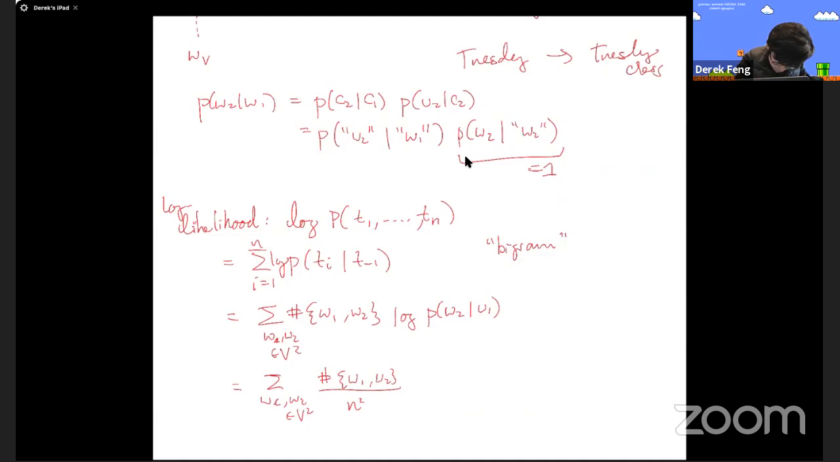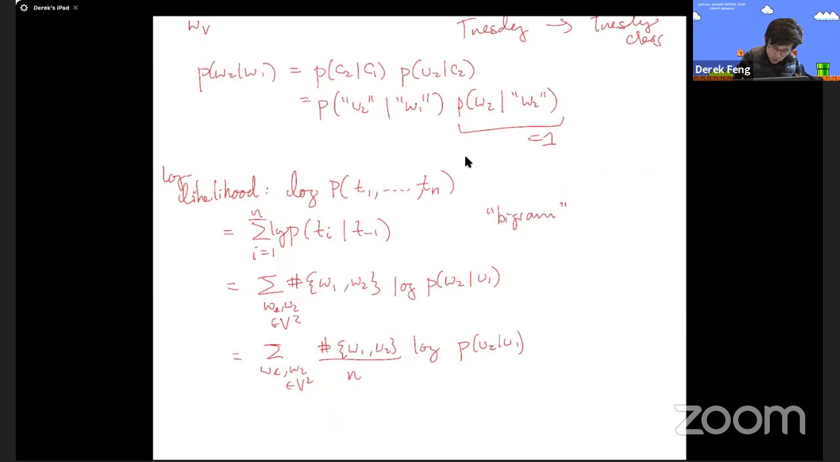It might just be over N, sorry. Then you really have this log P(W2) over W1. What you can see is that you have a choice for this, and you want to maximize this likelihood by choosing these terms. Obviously you need them to sum up to one. And so what you get is that you pick the probability such that it matches this.